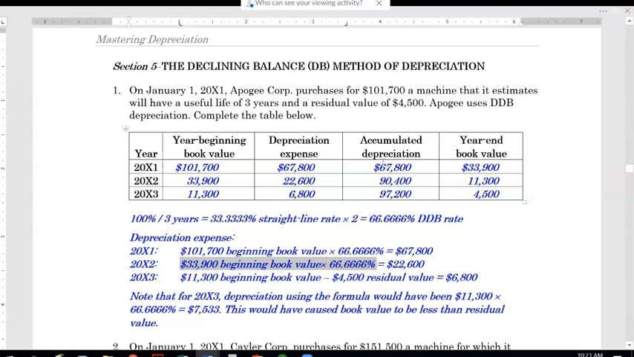22,600 plus last year accumulated depreciation of 67,000 gives us 90,000. 90,000 minus beginning book value of 101, that gives us 11,300 end book value.